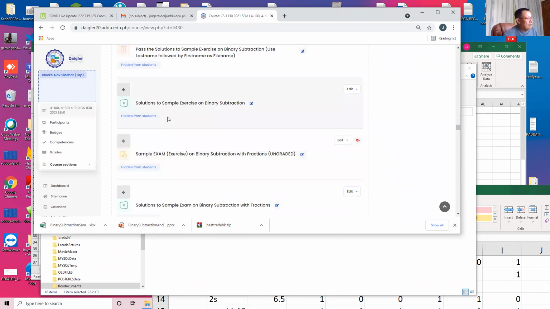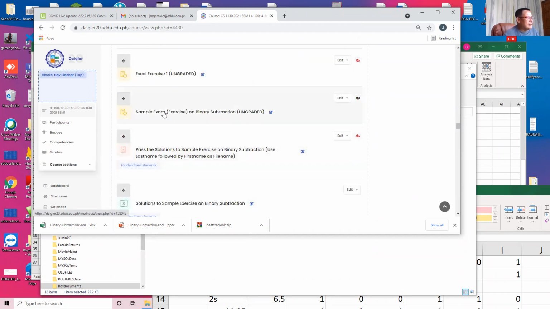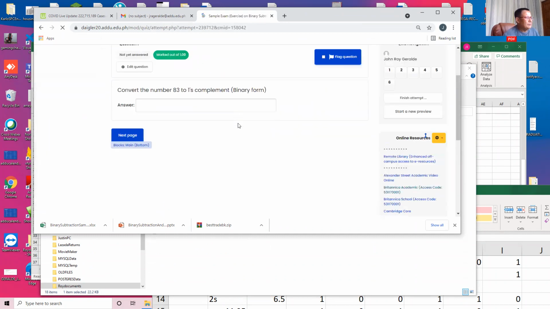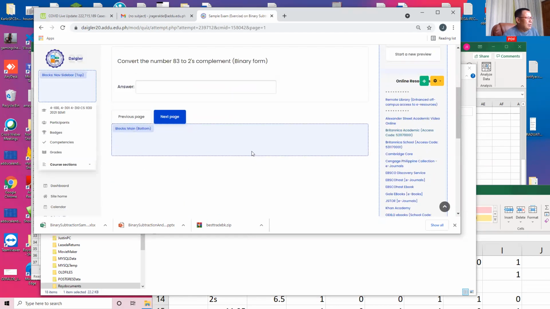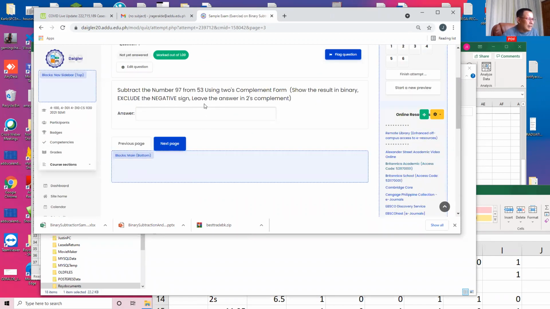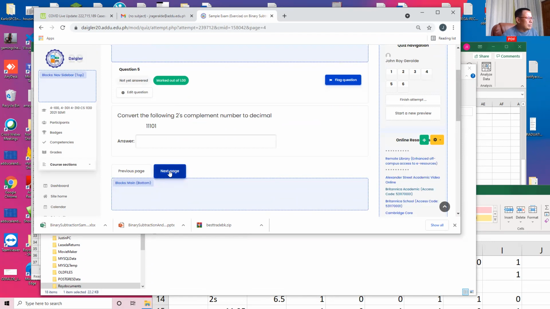I'll show you the solutions to the exam later. So I'd like you to look at this exercise. Do you follow? So here's the exercise. Convert 83 to one's complement. You do this yourself. Convert 83 to two's complement. Subtract 53 from 97. Subtract 97 from 53. Convert the two's complement number to decimal.